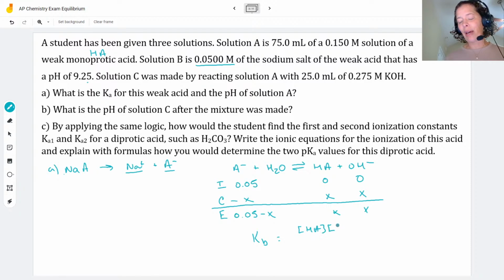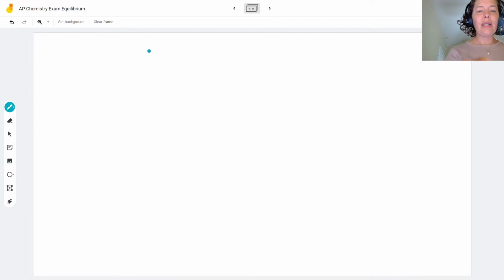Now, the nice thing about working with Kas and Kbs is your equilibrium expressions tend to be all 1-to-1, so you don't have to worry about powers, which is nice. Okay, so there is my Kb. I don't know what my Kb is, but I can at least fill in here for my concentrations. I gotta go to another page. All right, I'm just gonna copy this down again. So here is my expression.